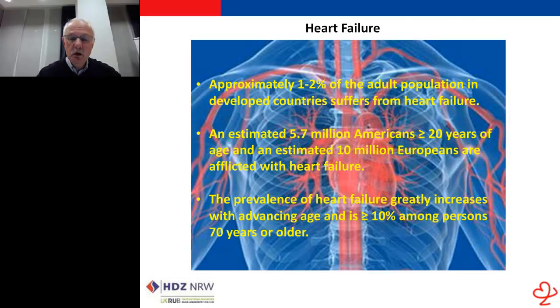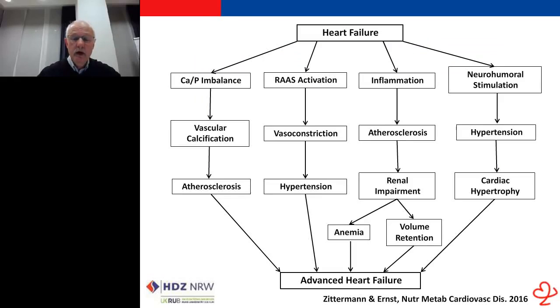And now I want to talk about another disease. It's heart failure. And similar to chronic kidney disease, heart failure is very prevalent in the aging Western society. And heart failure patients have several derangements in the metabolism. And one of these derangements are imbalances in calcium and phosphate metabolism, and this can also lead to advanced heart failure.